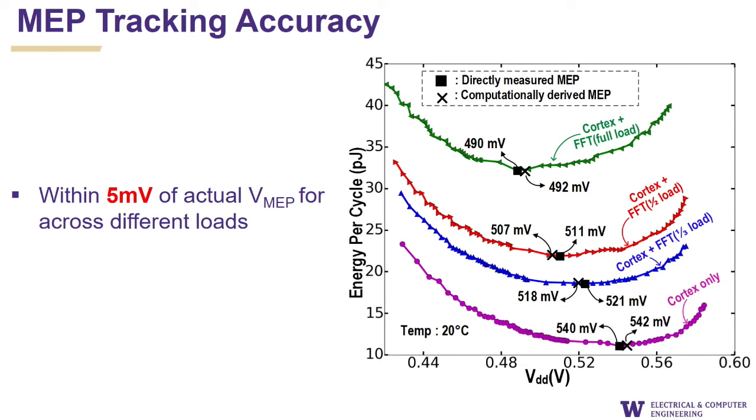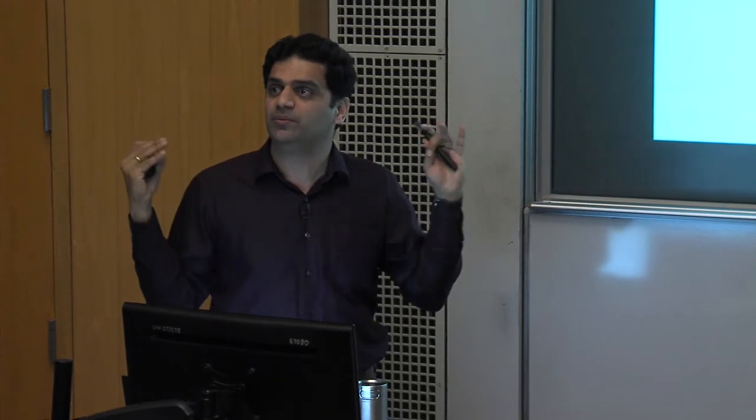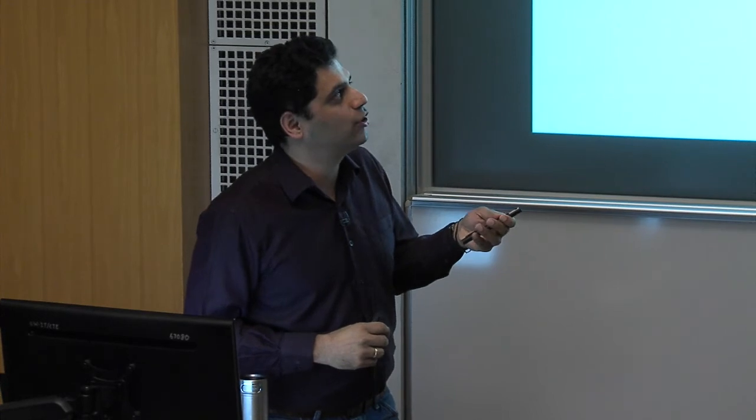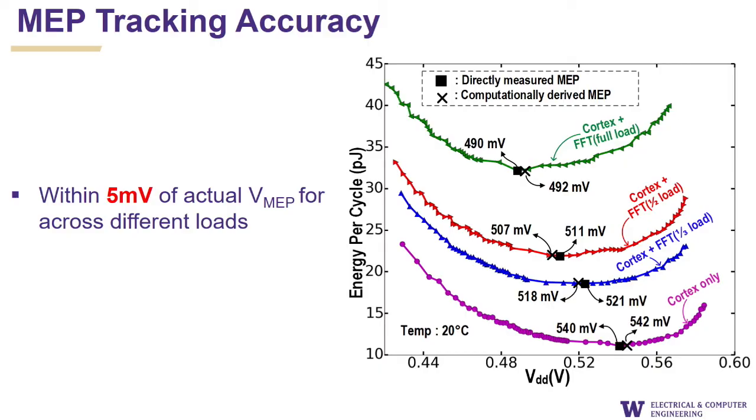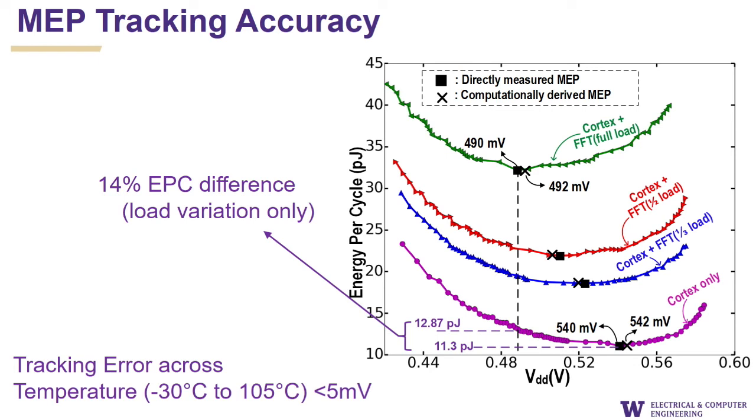Then what we did was, okay, now we know what the system dissipates and what the energy curve looks like from detailed explicit measurements. Now let's unhook all our measurement equipment, run the autonomous MEP tracker, and see what it does. And the cross corresponds to the point that the system lands itself at. And the gap between the square and the cross is within 5 millivolts, which is the resolution of the voltage update of the system. So it does a pretty good job in terms of actually finding the minimum energy when it needs to. And this difference corresponds to basically a 14% EPC difference.